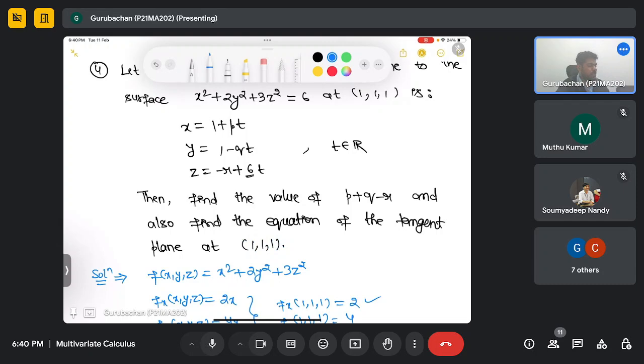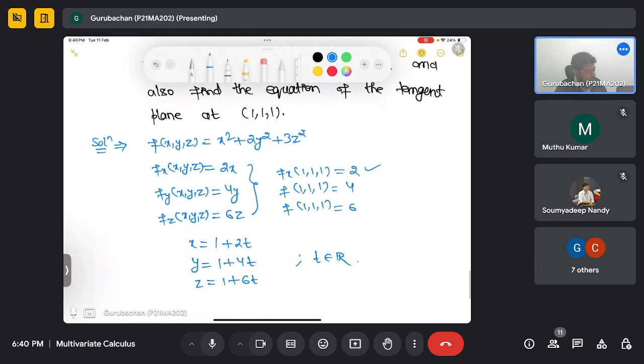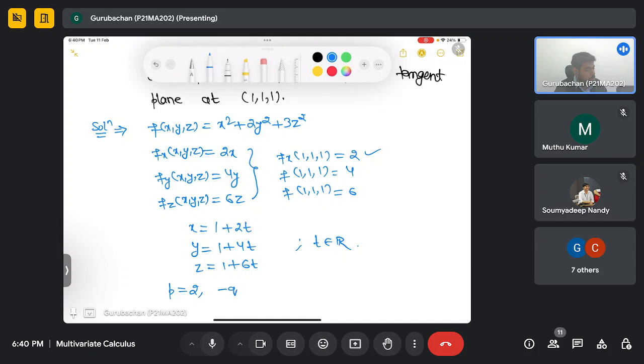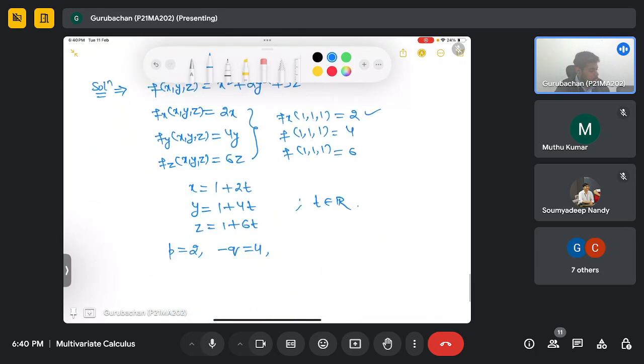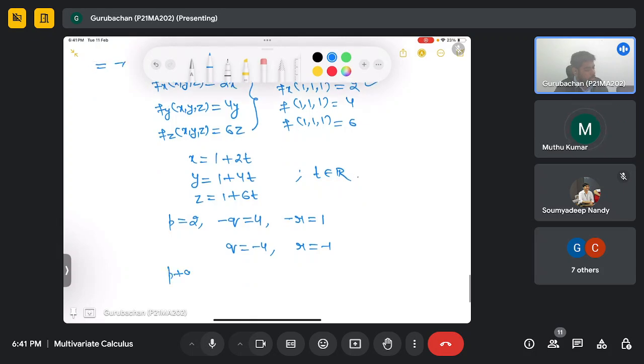Since we got 6 here, let me change it. From here we can compare these two equations and get the value of P as 2. The value of minus Q will be equal to 4, since the equation is given in that form, and the value of minus R is equal to 1. So Q will be minus 4 and R will be minus 1. We have been asked to find the value of P plus Q minus R.